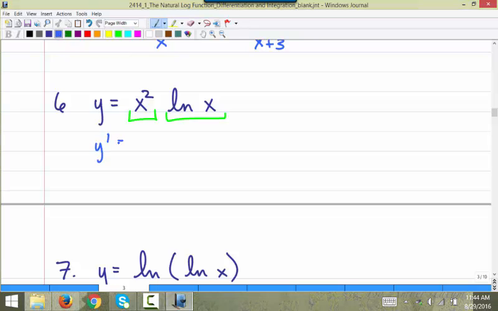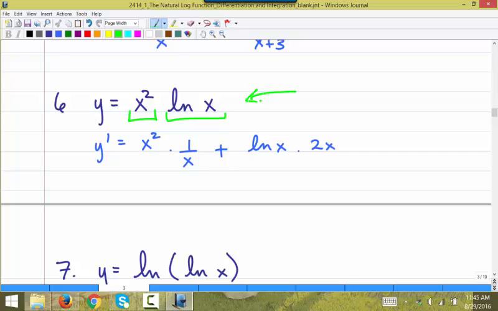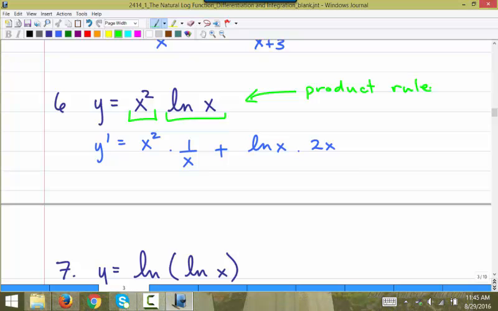Product rule is first, which is just x squared, times the derivative of the second, 1 over x, plus the second, ln x, times the derivative of the first, 2x. Yes? So I'm going to put a note out here. If it's been a while since you've had math or calculus, product rule. Okay, can I simplify that and clean that up any? x squared over x gives me just x plus 2x ln x.